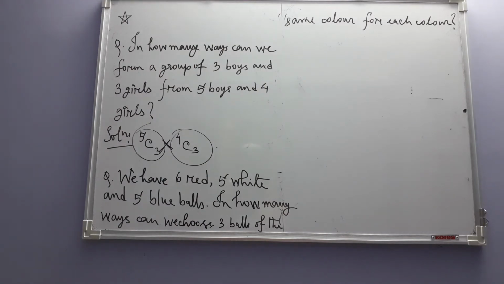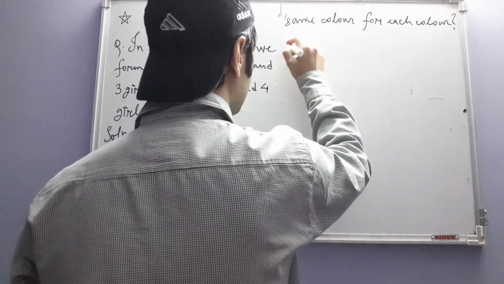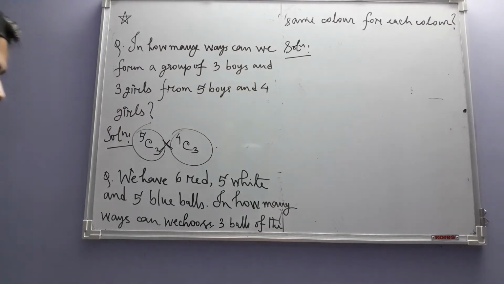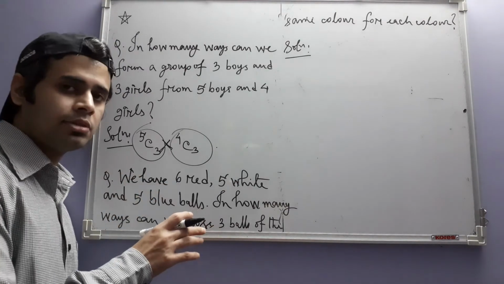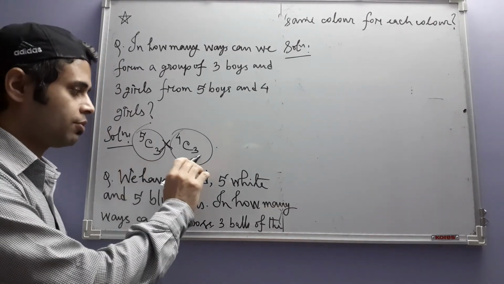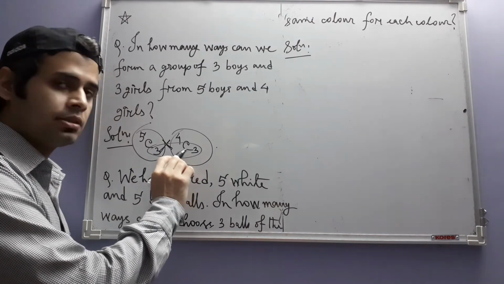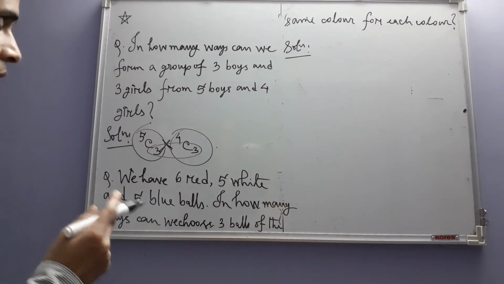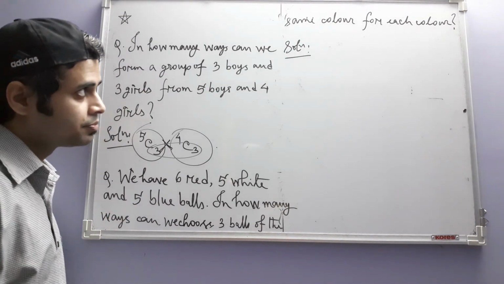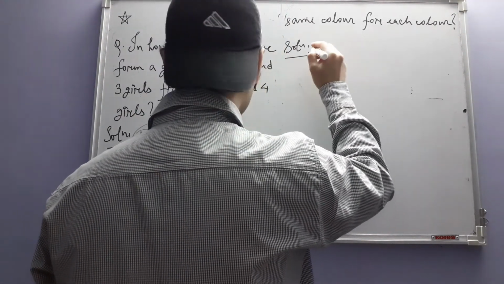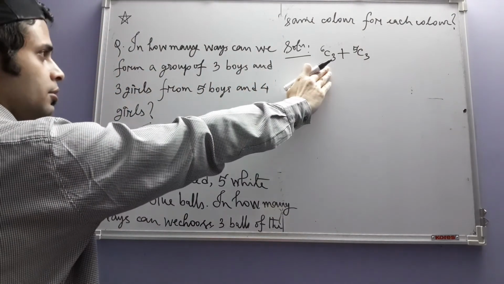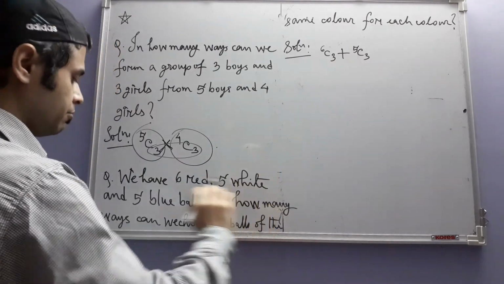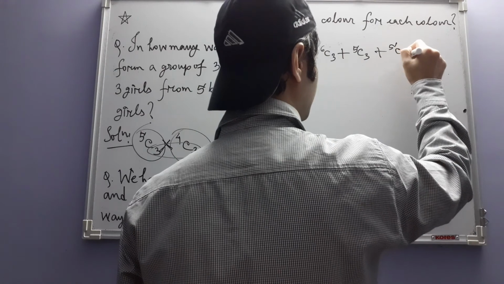So 6 red balls, 5 white balls and 5 blue balls are available. In how many ways can we choose 3 balls of the same color? So the 3 balls have to be of the same color. Now here the number of objects we are choosing is 3, just like in the previous one the number of objects we were choosing was 6, but here it is 3. So the 3 balls can either be red or white or blue. So the answer clearly is 6C3 plus 5C3. This is the number of ways of choosing red balls. This is the number of ways of choosing white balls. And again, the number of ways of choosing blue balls is 5C3.